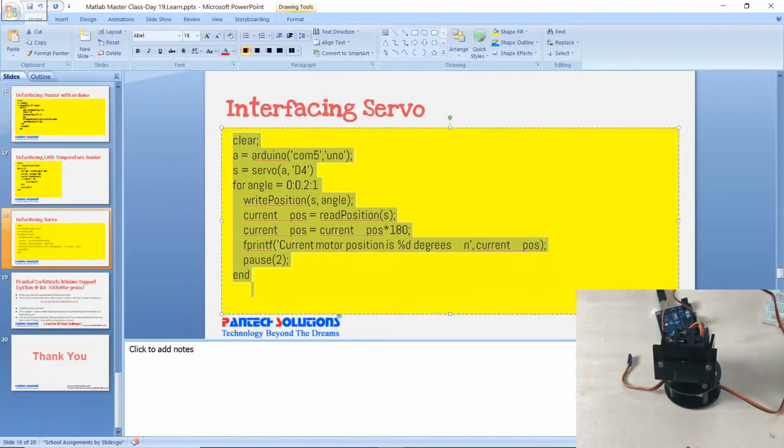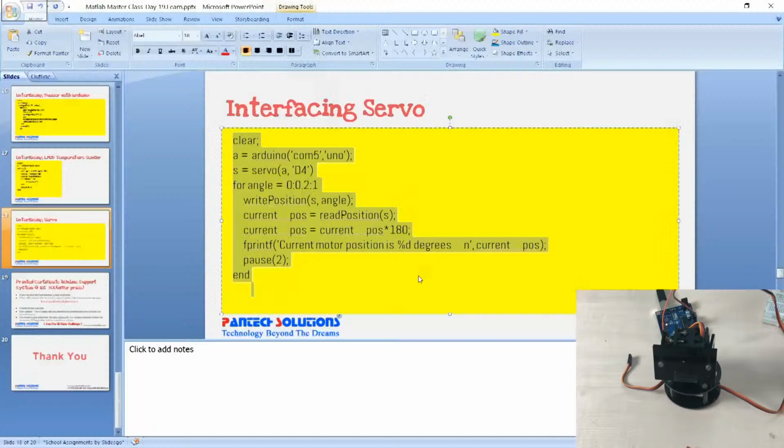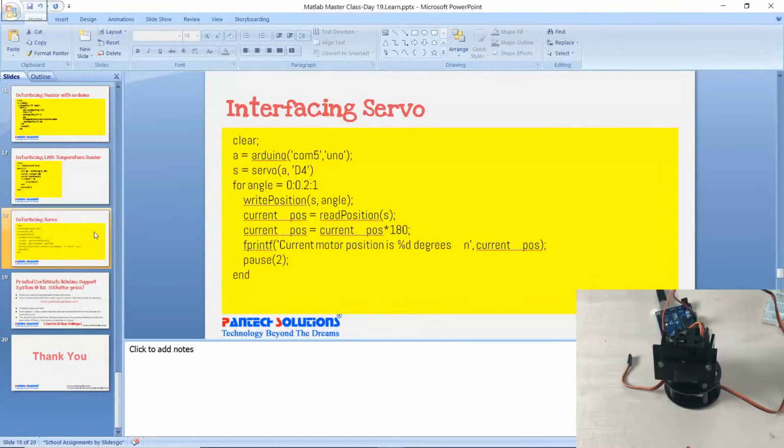If you check here, this is the Arduino code, and I have declared the servo here. This is a for loop, and write position is to write the angle to the servo. So I have declared a servo here, and write position is to pass an angle to the servo. This is the read position. So write position and read position are the servo commands, and fprintf is used for display. Okay, so with this, all the experiments are completed.